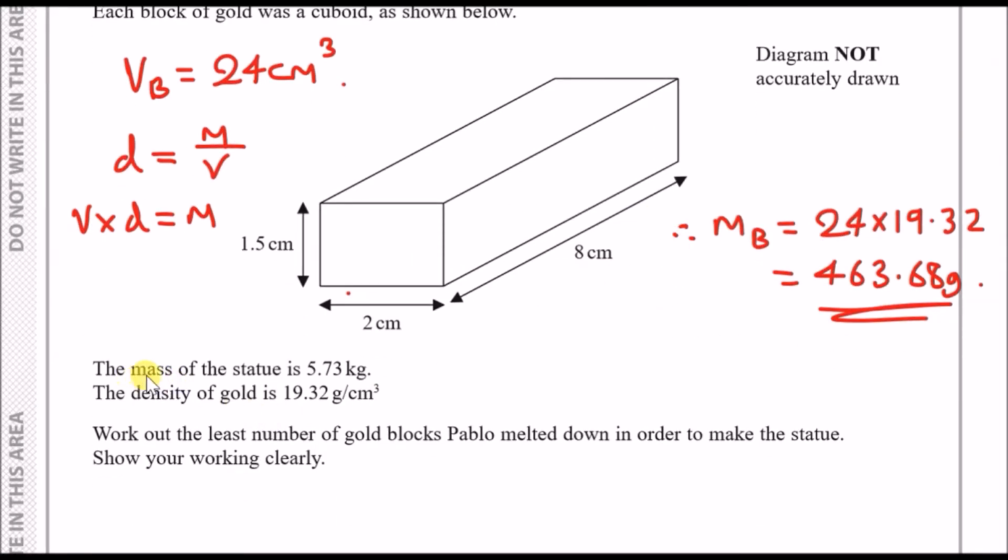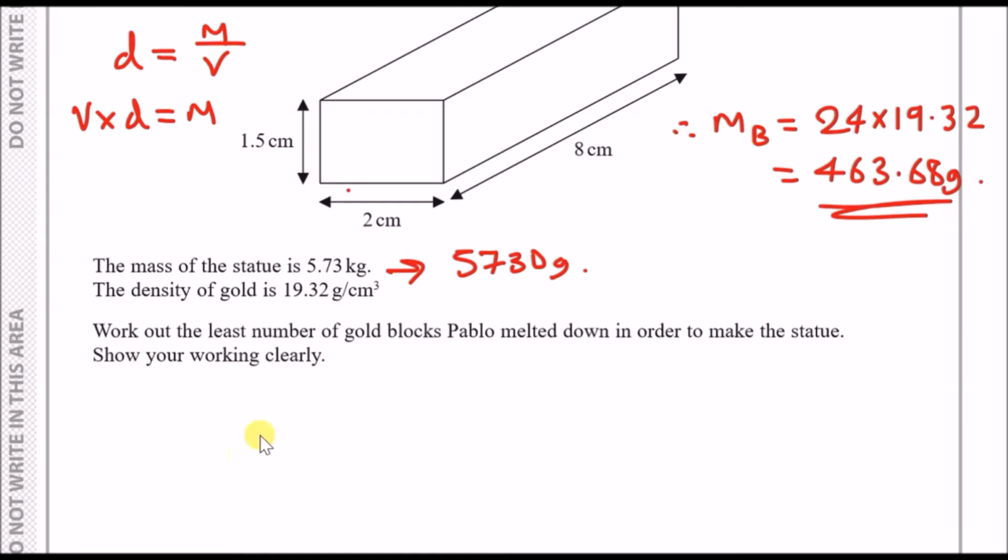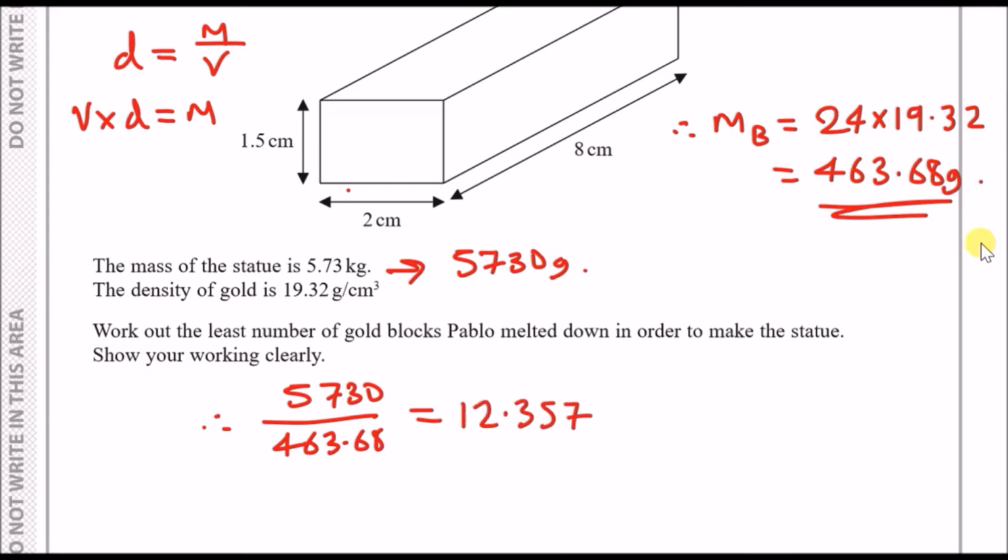Now, it tells us that the mass of the statue that he wants to melt the blocks down to form is actually 5.73 kg. So in grams, you have to multiply that by 1,000 to get 5,730 grams worth of blocks. So to work out the least number of gold blocks required, you just have to divide these two values. So we can put in our calculator, okay, therefore he needs 5,730 divided by 463.68, and you're going to get some kind of decimal answer, something like 12.357. So the least number of blocks would have to be rounded up. So he'll need 13 blocks of gold. And that's it, guys. This question's done.